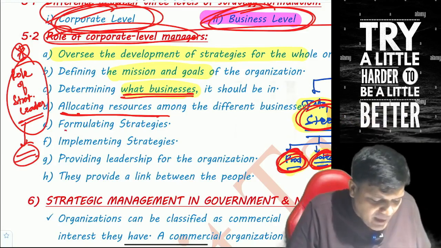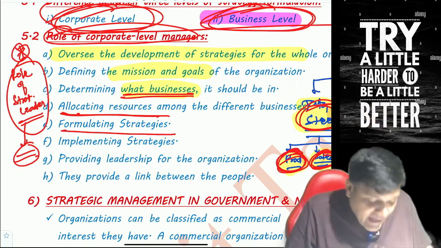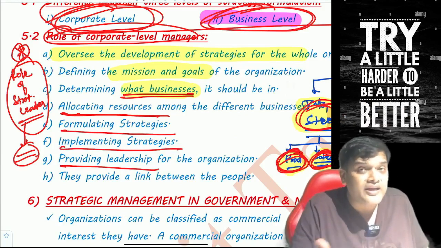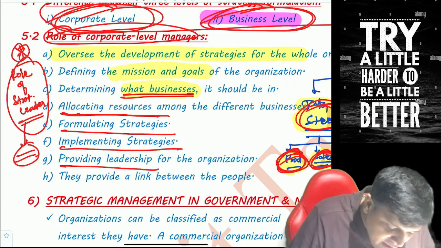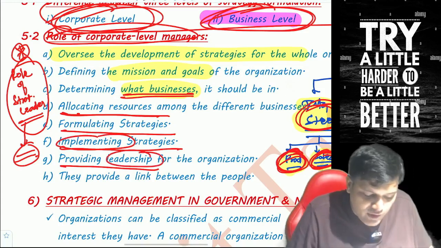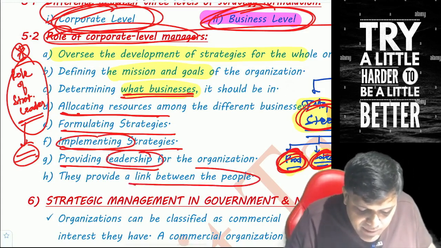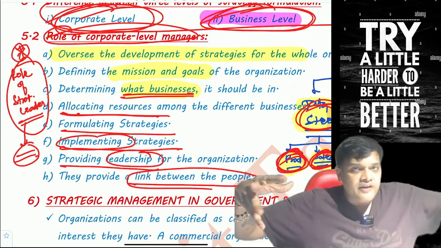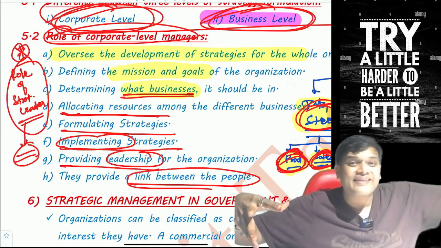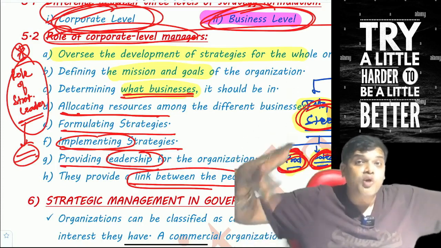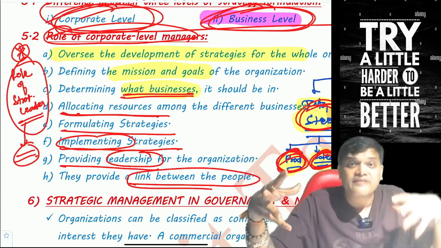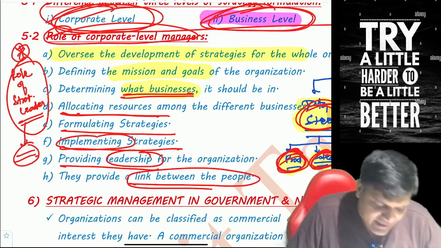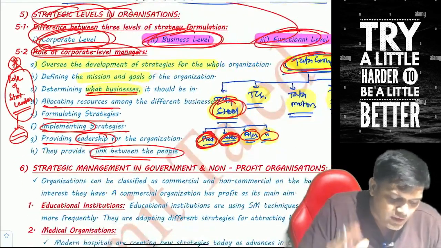Next point, do corporate level managers formulate strategy? Yes. Can they implement strategy? Yes. And also providing leadership. They will provide leadership to implement the strategy. They will implement strategy, provide leadership for the organization, and provide a link between the people. Which people? One is the shareholders, and the other is those managing the business, the managing directors. The link between the investors and the managing directors is provided by corporate level managers. This is something you need to understand. That is the concept of the role of corporate level managers.